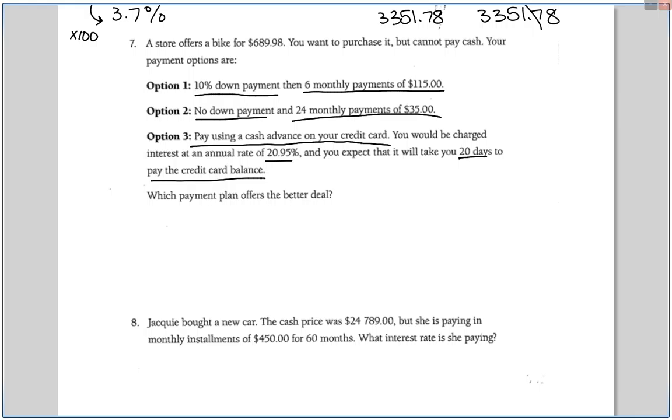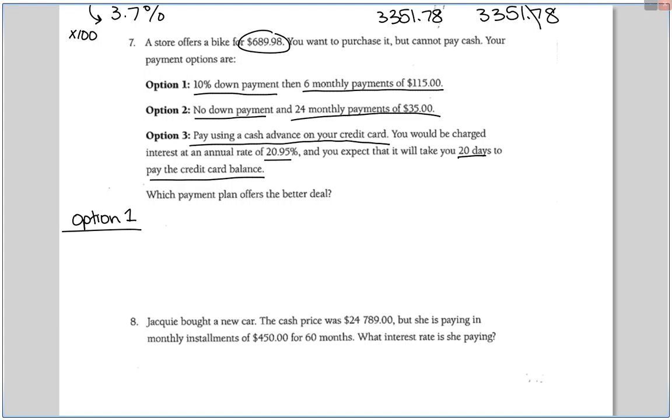So let's take a look at option 1. What's 10% down on $689.98? How to do 10% of?